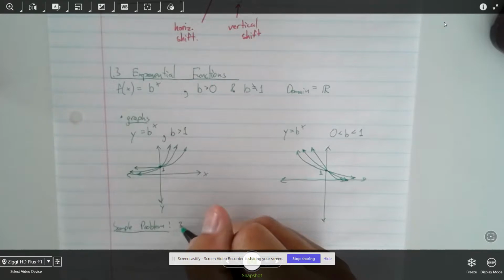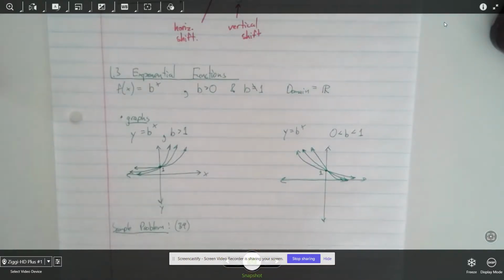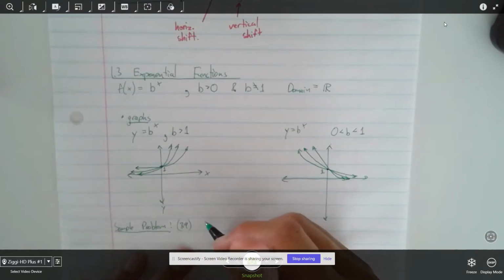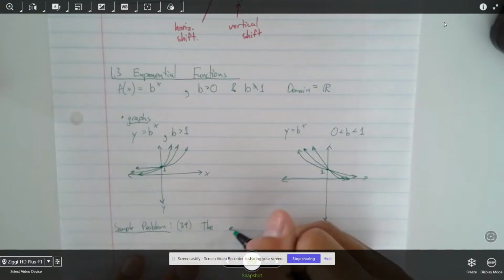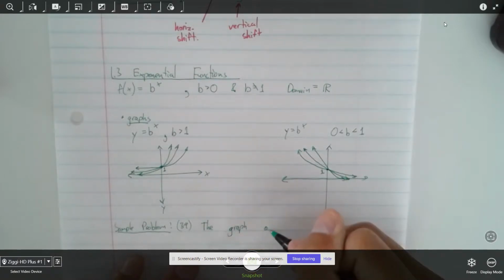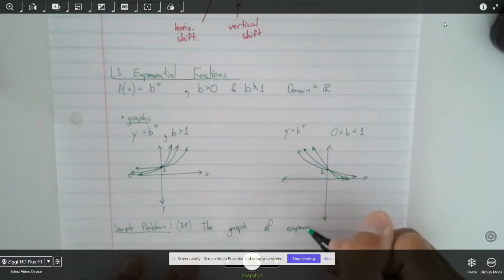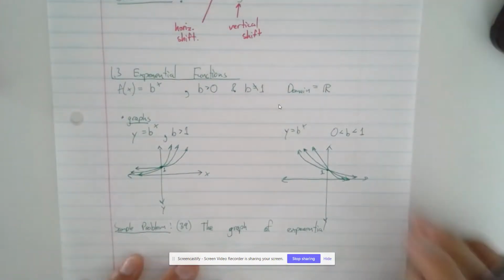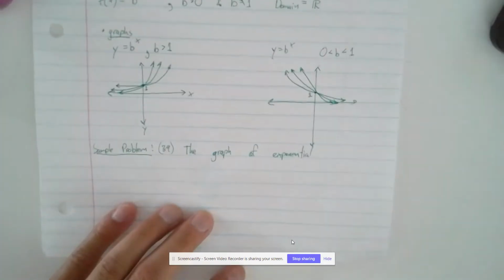I think it's technically number 39 on 1.3, but this is definitely a type of problem that I think you're going to see a lot. So you're given that the graph of an exponential function, let me see if I can hide all that stuff and hide this prompt here.